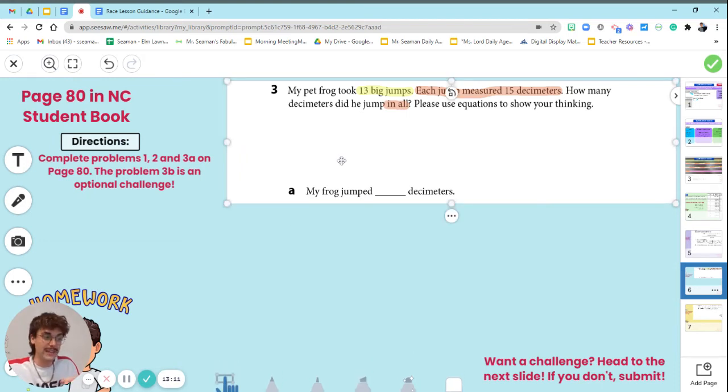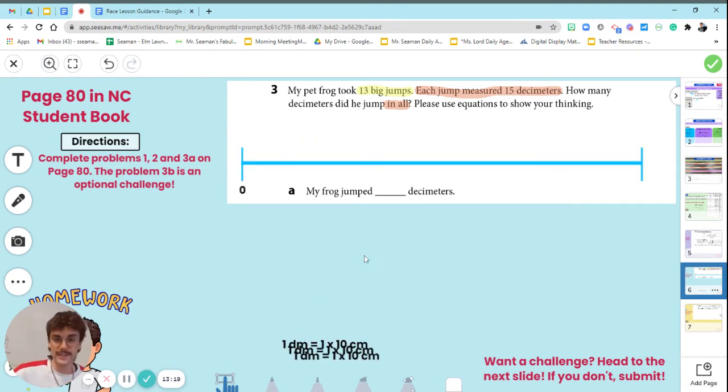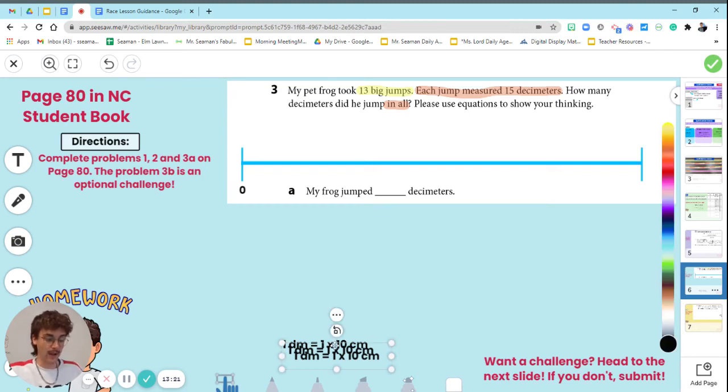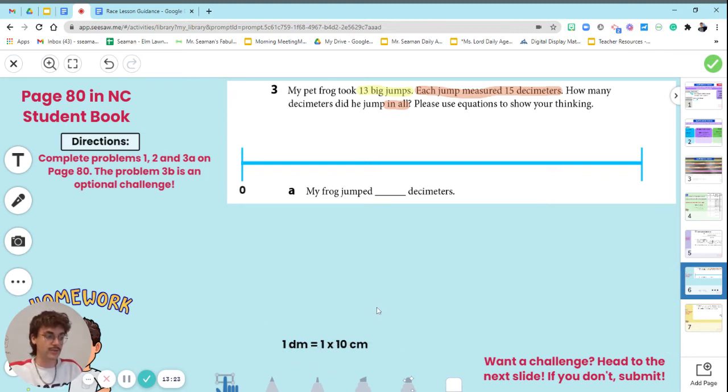So one way that we could think about it is we could do a number line here. If I create that, so here is a number line that I created, and this might help you to solve this problem. This is a way that you can solve a multiplication problem, with a number line. So if this feels right to you, then go ahead and use this.